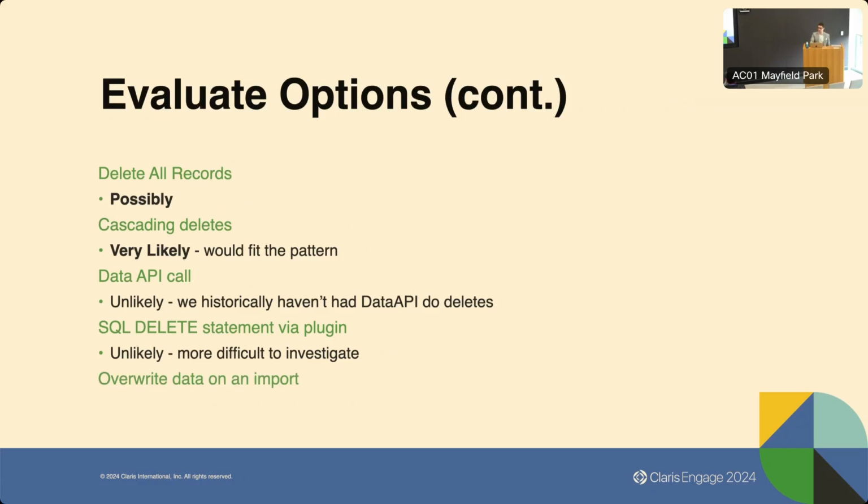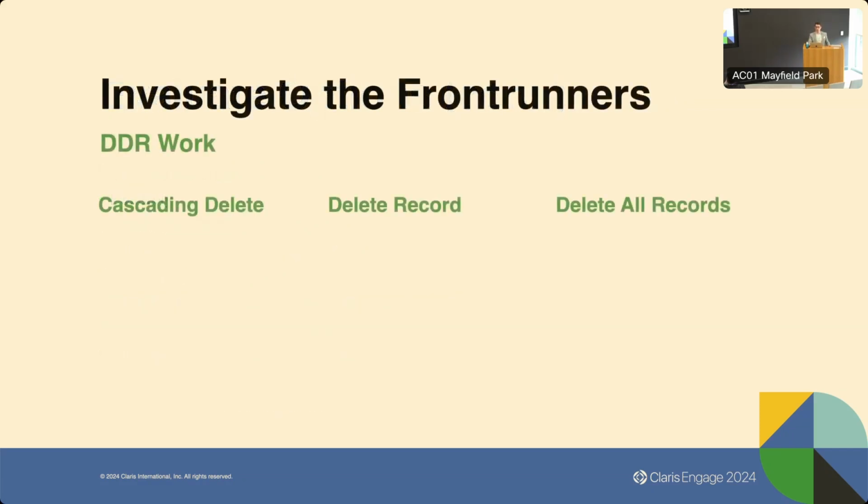Overwriting data on import. This one I'm going to say is unlikely because we don't import into the PAX month line table. There are other tables in the system that we do import into, either to create them or to update them, but PAX month line is not one of those. So wires would definitely have needed to have gotten crossed for stuff to be overwriting there. So let's investigate those front runners.